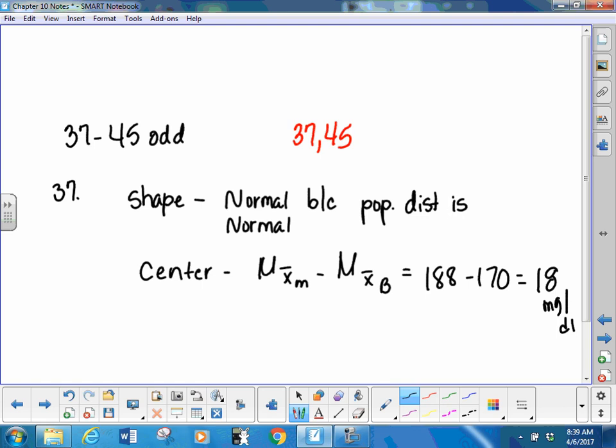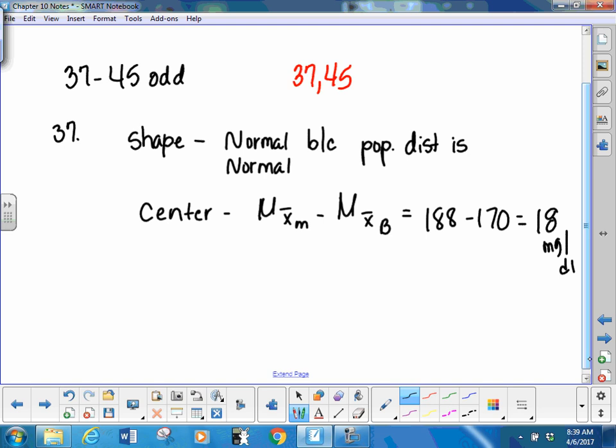The center, remember we're talking about the difference between the means. So the center for this one, I just subtracted and got 18. Now the spread, I was thinking that y'all had asked that because the spread's a little bit more difficult to find.